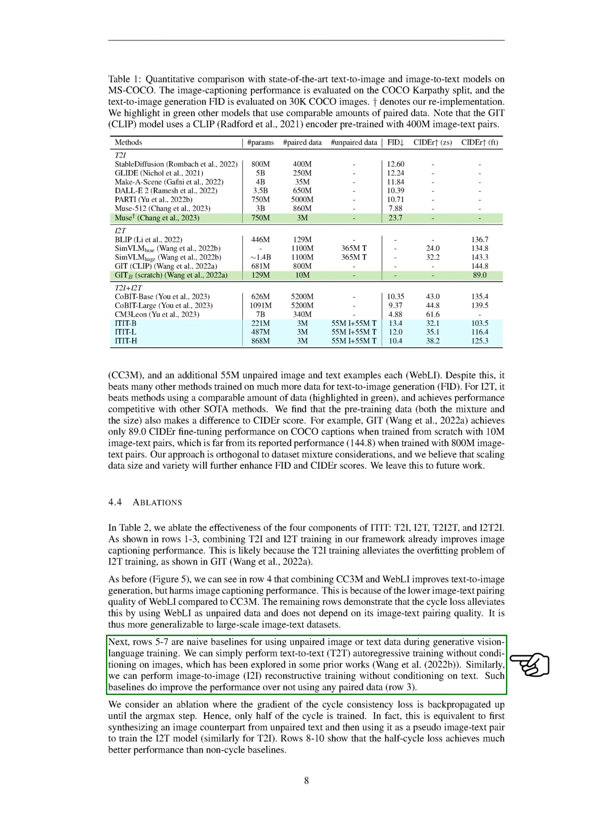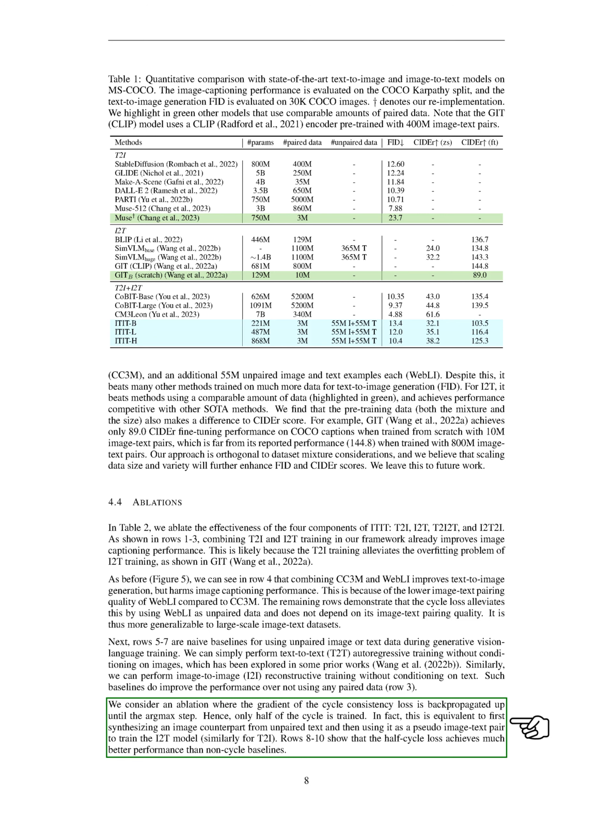We also tested some simple baselines for using unpaired image or text data during training. For example, we can perform text-to-text training without using images, or image-to-image training without using text. These baselines do improve performance over not using any paired data. We also tested a version where only half of the cycle is trained. This approach outperforms the non-cycle baselines.